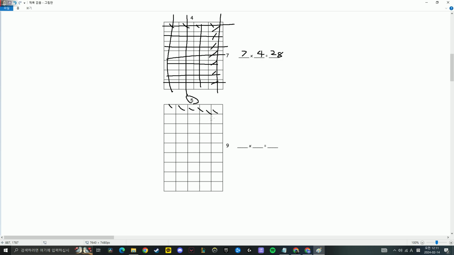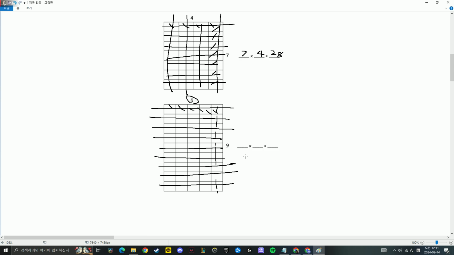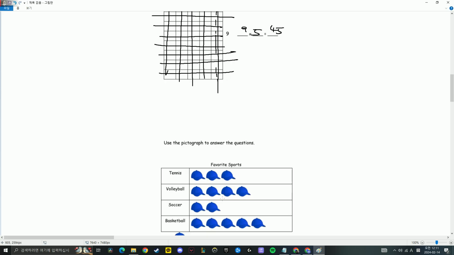It says 5 right here. 1, 2, 3, 4, 5, 6, 7, 8, 9. So this one would be 5, 10, 15, 20, 25, 30, 35, 40, and 45. Or we could just go 9, 18, 27, 36, and 45.